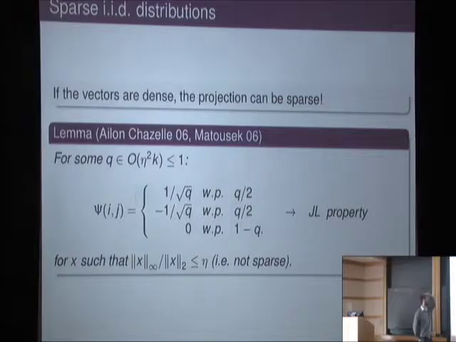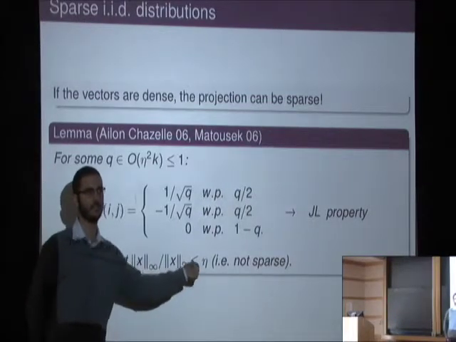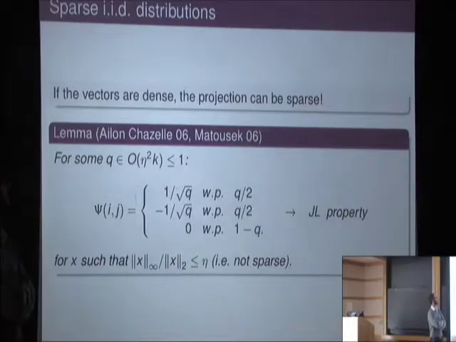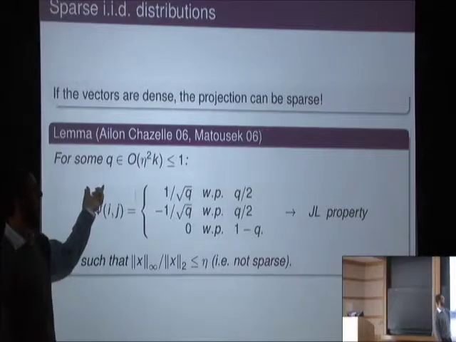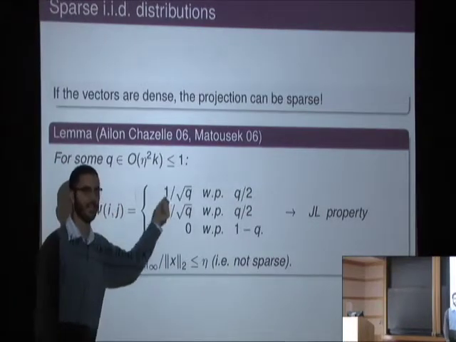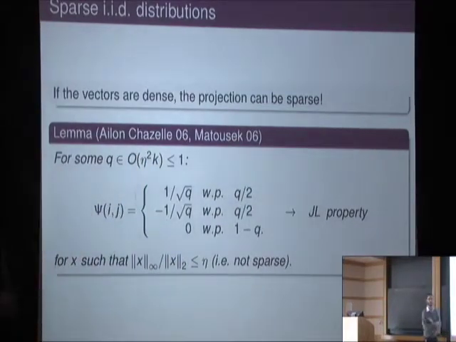So first Ailon and Chazelle, and then Matousek kind of cleaned it up and made it more crisp, showed that if you have input vectors whose L infinity norm is bounded by some eta, so these vectors are not of the form zeros and then 1s, then the matrix can contain non-zeros only with probability q, and this q is proportional to eta squared times k. So the parameters are not very important here, but the idea is that yes, if the vectors are very spread, then you can have a pretty sparse matrix, and that will still have the JL property.